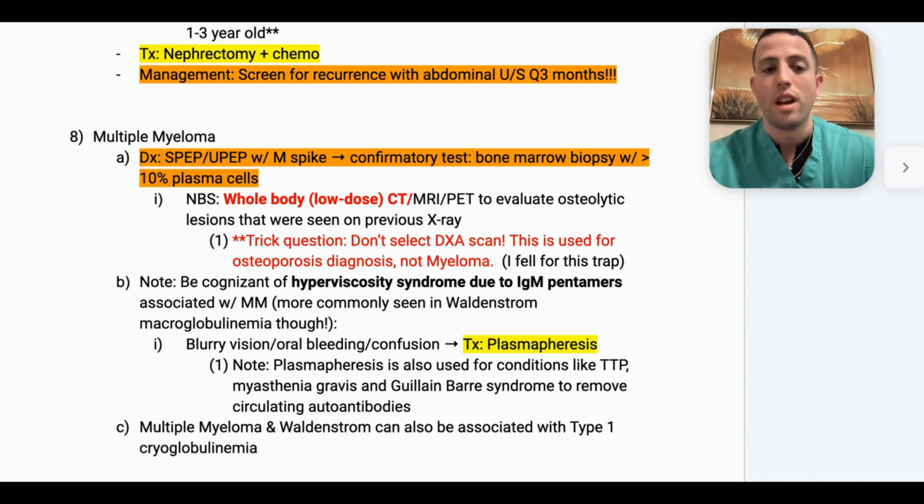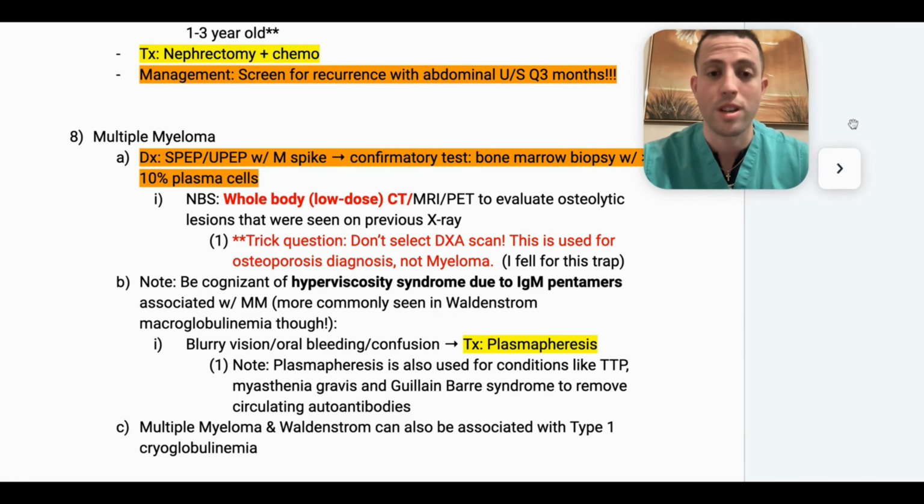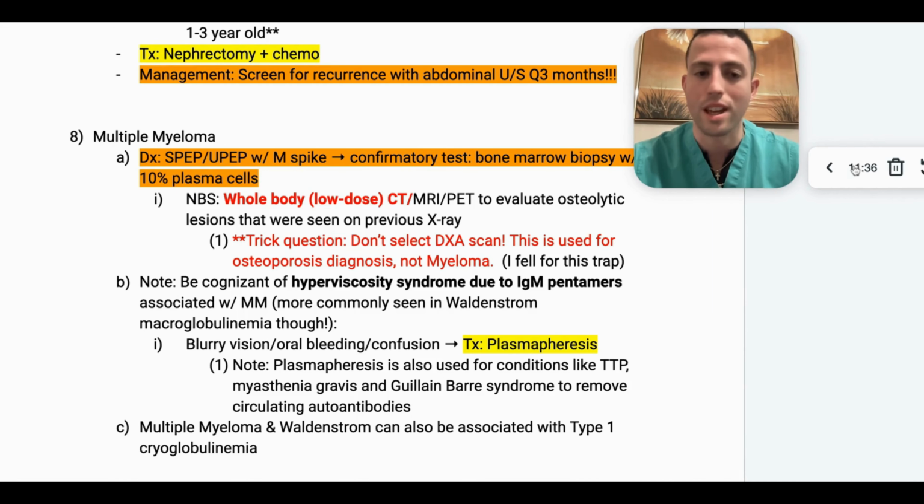Okay, so your next best step in this instance is a whole body low dose CT or MRI or PET scan to evaluate the osteolytic lesions that were seen on the previous x-ray. And so the trick question here is to not select a DEXA scan. This is used for osteoporosis, not multiple myeloma.